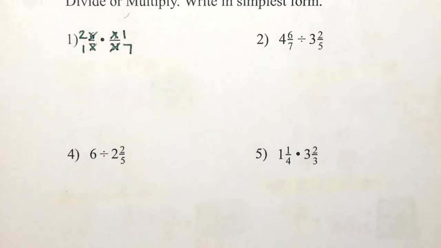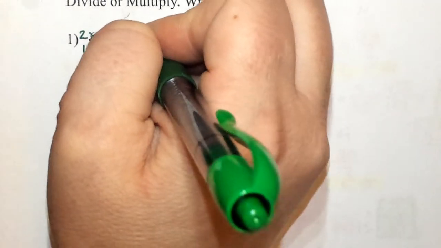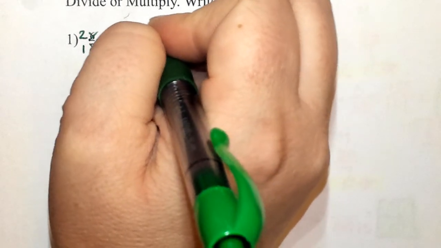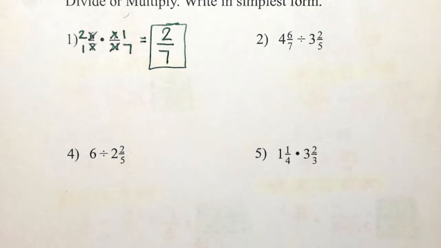Okay. All right. So now multiplying. On the top, 2 times 1. On the bottom, 1 times 7. So I end up with 2 sevenths. Okay, is that what you got? Perfect job. Awesome.